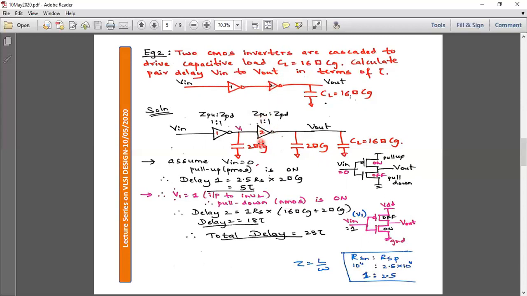So what is pull down ratio for inverter 2? It is 1, and my pull down is N device, so resistance is 1 RS. So 1 into 1 RS. Whereas capacitance at inverter 2, we have two parallel capacitors placed. So equivalent capacitance will be addition of both. So 16 Cg plus 2 Cg, that is 18 Cg. 18 into 1, and RS into Cg is nothing but tau, so 18 tau. Total delay is 18 tau plus 5 tau, that is 23 tau.